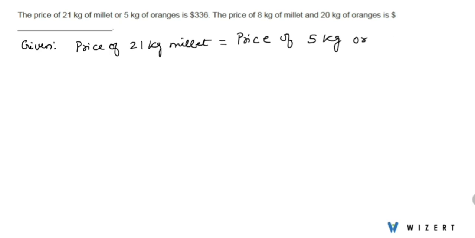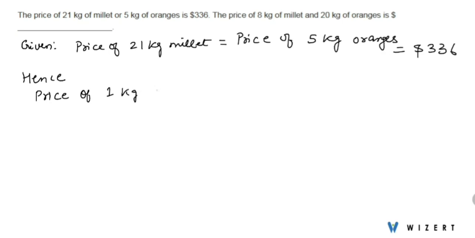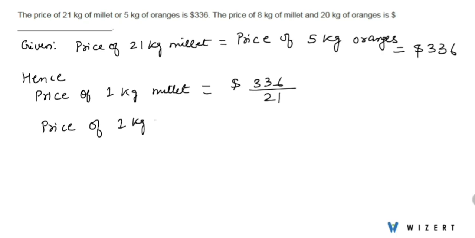and this is given as $336. So from here we can find out the price of 1 kg of millet. So the price of 1 kg millet, by using the unitary method, we can say is equal to 336 divided by 21, because 21 kg millet price is $336. So for 1 kg millet price, it will be 336 divided by 21. Similarly, we can say that the price of 1 kg oranges will be equal to 336 divided by 5.